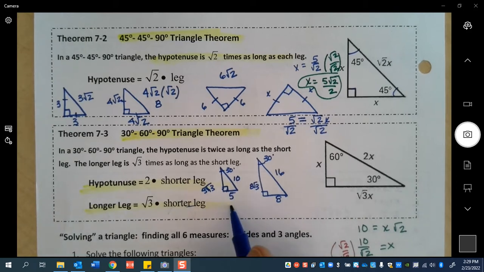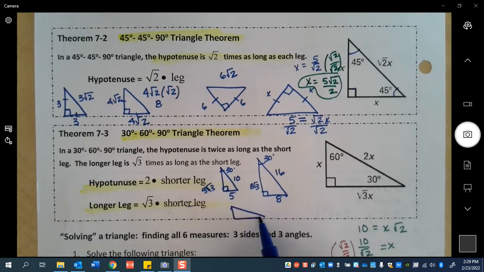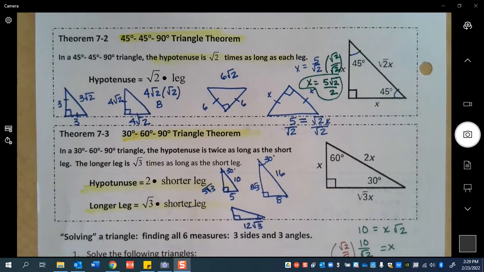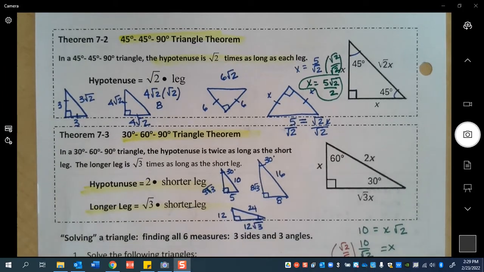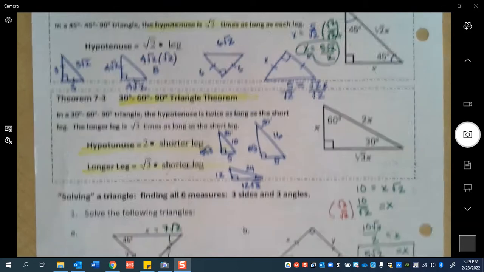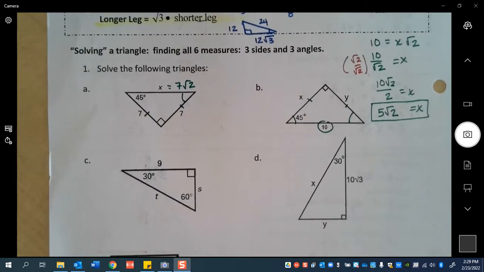If I have a 30, 60, 90 triangle, and my long leg is worth 12 roots of 3, what is my short leg worth? 12. What is my hypotenuse? 24. Mason's got it. Come on down to C.